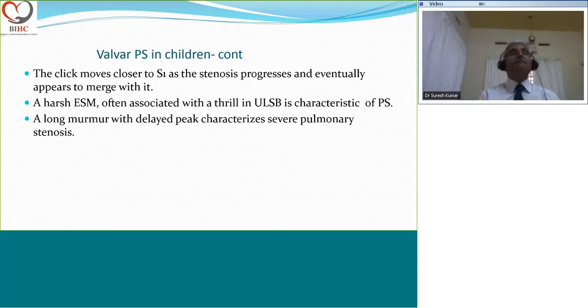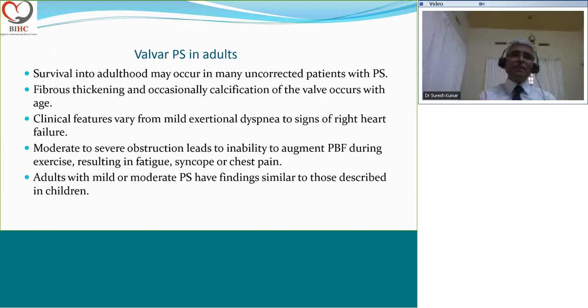In adults, valvar PS does occur. There are a large number of adults that you are likely to see with valvar PS. Anatomically, the valve may get more fibrotic or calcified as the person ages, and the clinical symptoms may vary from mild effort dyspnea, none at all, or to the other extreme of signs of right heart failure. And moderate to severe obstruction leads to a lack of increase of the pulmonary blood flow with exercise. This can result in fatigue, syncope, or chest pain. And mild or moderate PS essentially has findings similar to what you described for children.